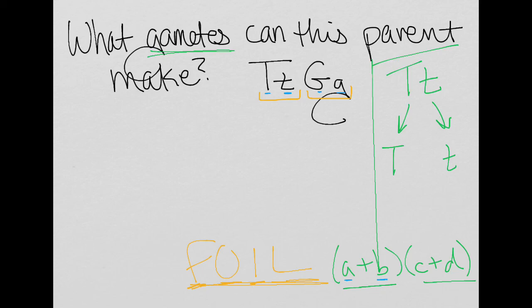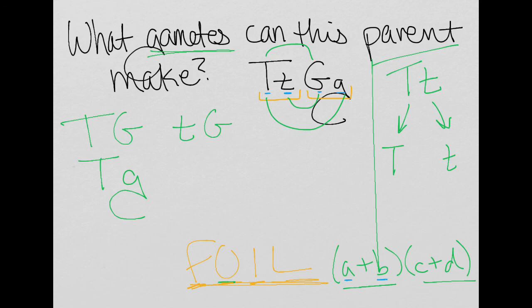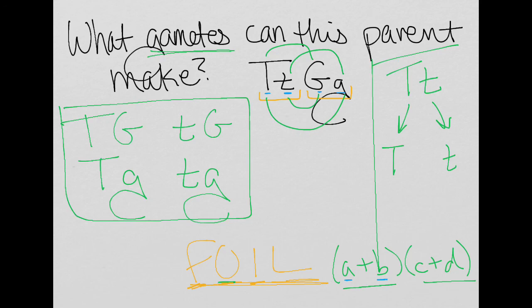So let's think about this. First is the first in each pair. Outside is the outer two. Inside is the inner two. And last is the last two terms in the pair. And this will get you all of the possible gametes that this parent can make with these two genes given these two genotypes.